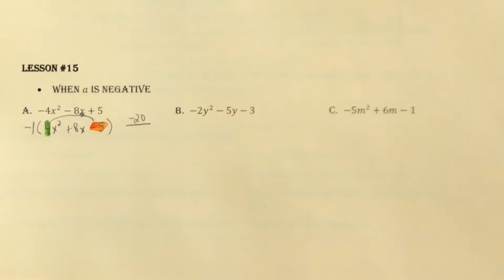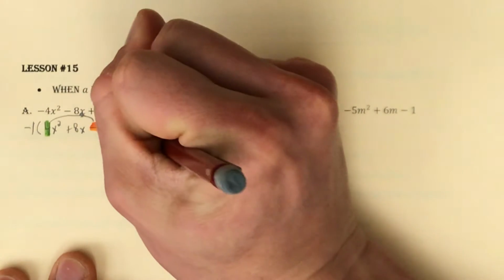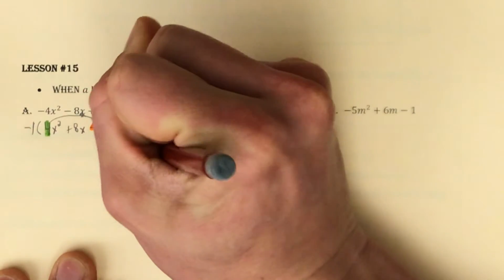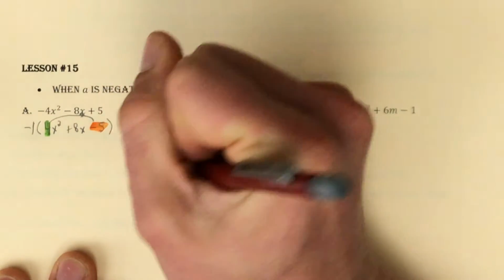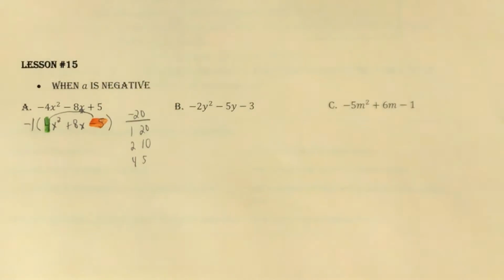So then we move on to our next step, which is step 3, list out the factor pairs. Well, again, just like we talked about in the last lesson, we're not going to worry about the negative. We're just going to list out factor pairs of 20. So 1 times 20, 2 times 10, 3 doesn't go in, and then 4 times 5, 5's on the list. So there's our complete factor pairs of 20.